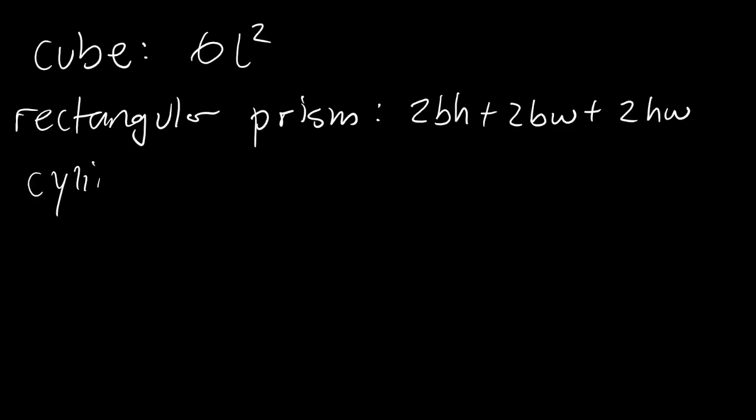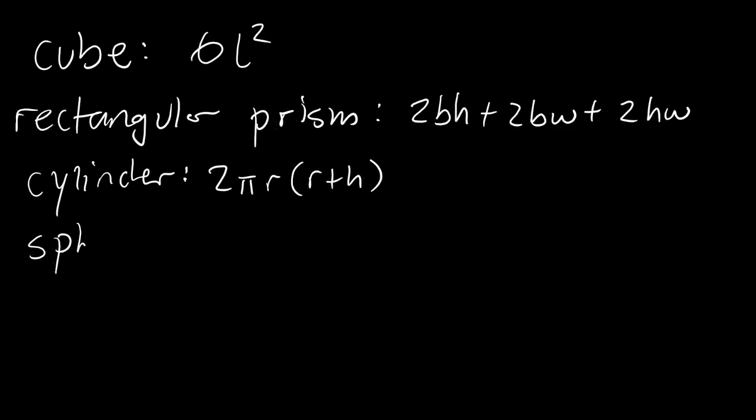For a cylinder, this is equal to 2 times pi times r times r plus h. For a sphere, this is 4 times pi times r squared. So I highly recommend you write these formulas down. And we'll talk about why this is in a moment as well.